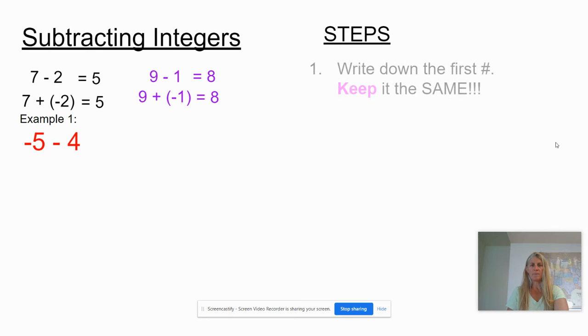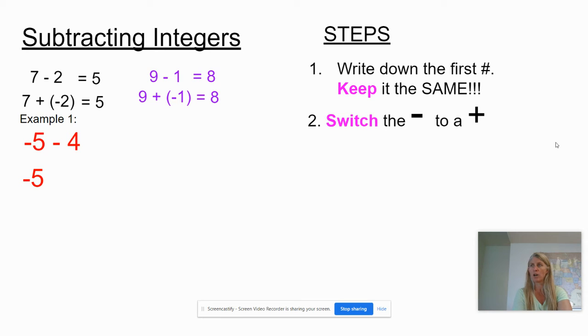So here's example 1, negative 5 minus 4. So our first step is write down the first number and keep it the same. So the first number, as you can see, is negative 5. So we're going to write down negative 5. The second step is switch the subtraction to addition. So we're going to write down a plus sign.